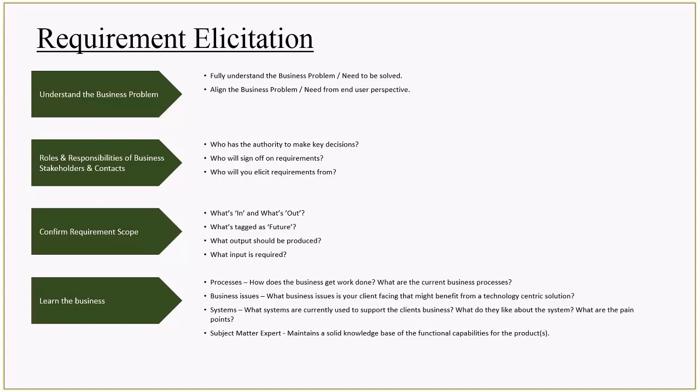Systems: what systems are currently used to support the client business? What do they like about the system and what are the pain points? So if there are key systems that their business is already using, we need to ask these questions and try to identify what are the issues with the current system, and if we have some better solutions for that, we have to plan on eliciting requirements based on these inputs provided.